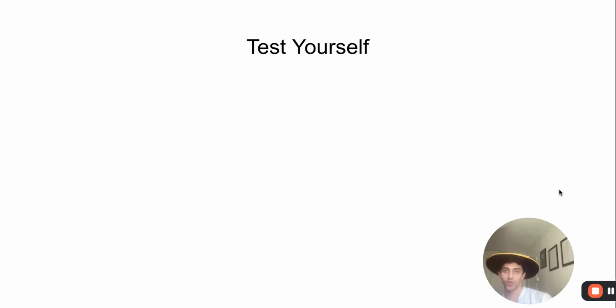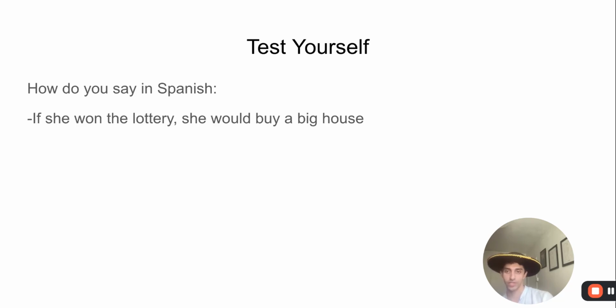Okay, now there's an opportunity to test yourself on each of these types of if clauses. So I'm going to give some sentences in English. Your task is to translate each one into Spanish. And of course, each of these are based on a particular type of if clause, as you'll see. So the first one, how do you say in Spanish, if she won the lottery, she would buy a big house?